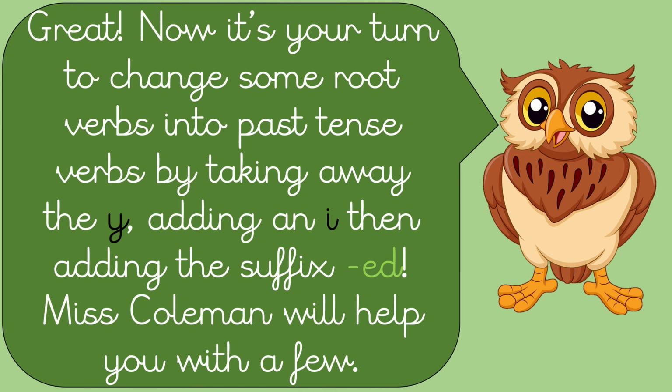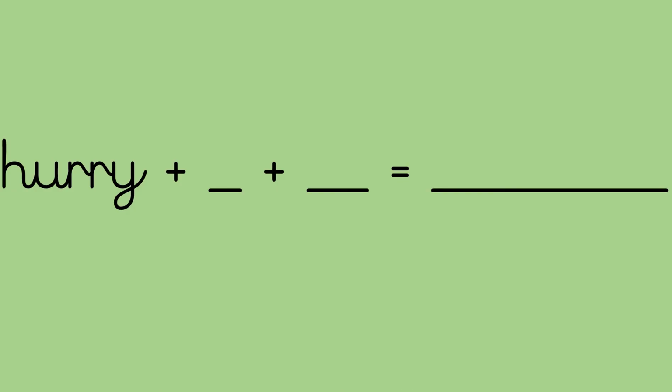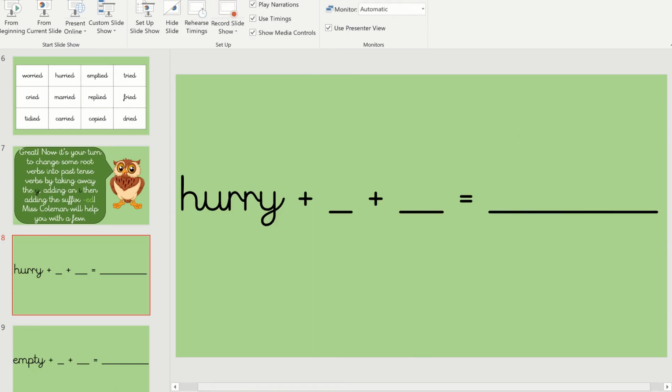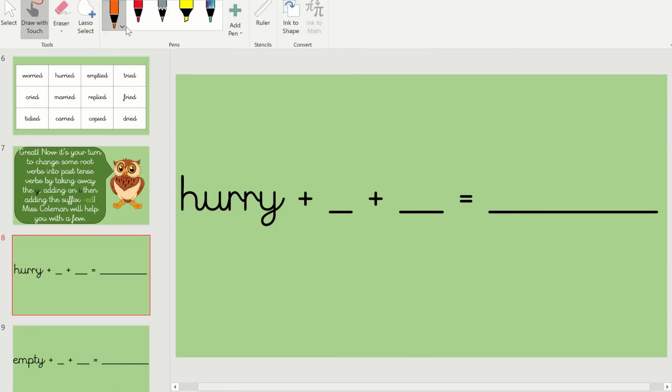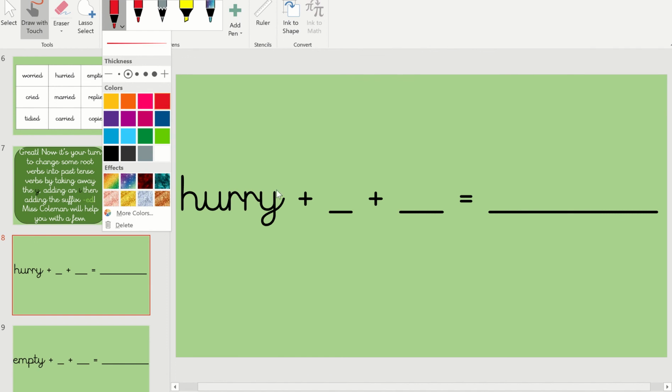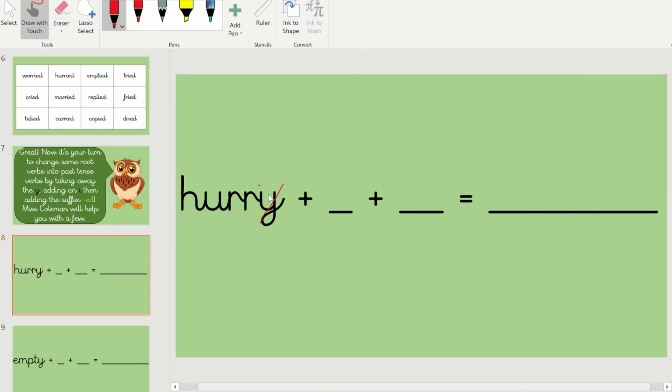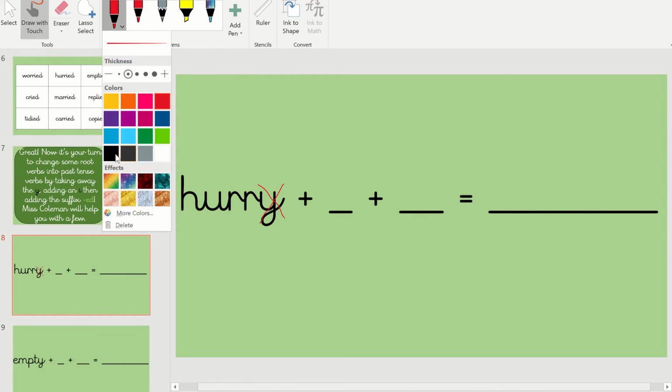Great, now it's your turn to change some root verbs into past tense verbs by taking away the Y, adding an I, then adding the suffix ed. Miss Coleman will help you with a few. Indeed I will. So have a look at this word, this root verb. What is it, guys? You got it. It's the word hurry. Now we've got to cross out the Y. So I'm going to get my trusty pencils. Cross out the Y. I'm going to go, don't want you. Bye. No Y. And then this time, we've got to add an I.